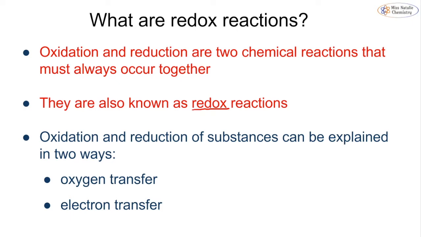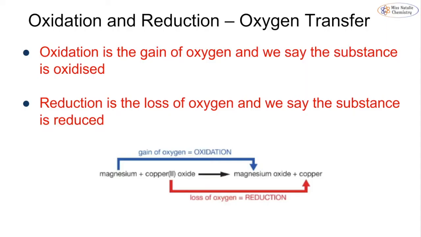Now, we can explain the oxidation or reduction of substances in two different ways. There is oxygen transfer and there is electron transfer. And you are expected to be able to identify both of these and potentially write an ionic half equation to show what is happening. Let's start by looking at oxygen transfer.